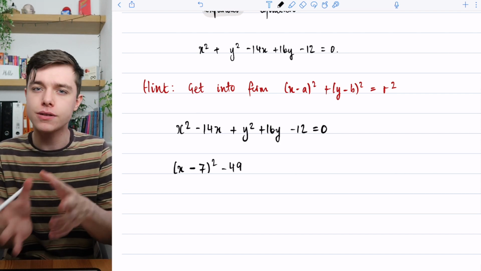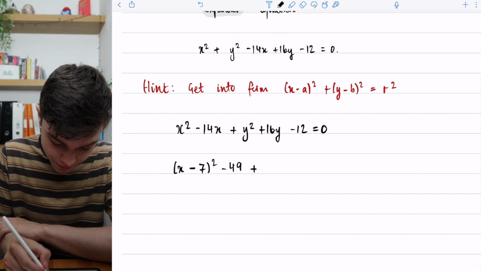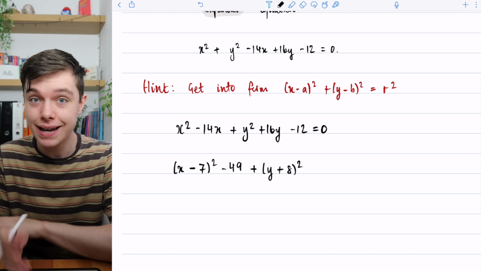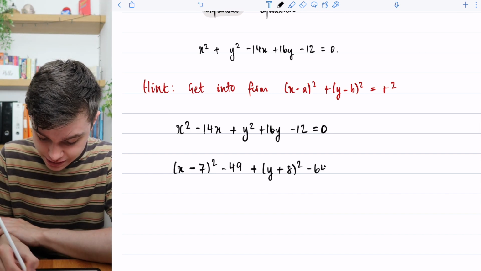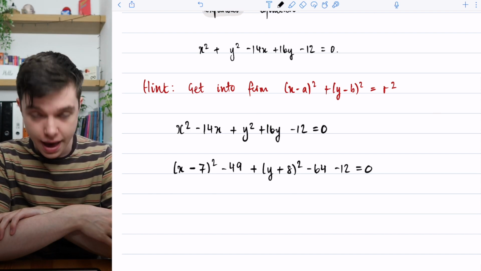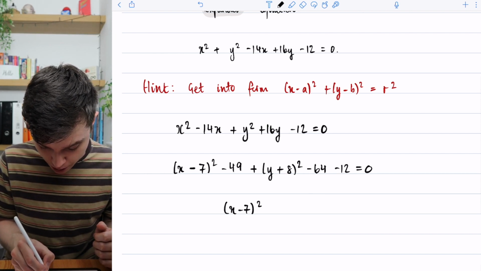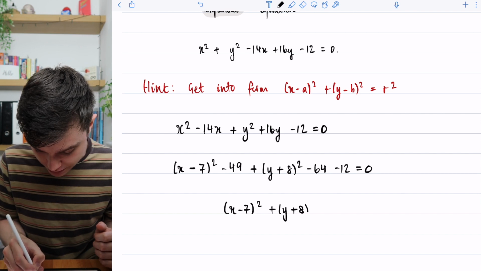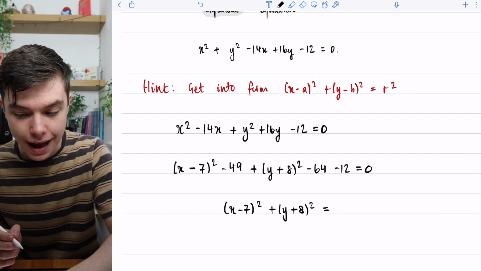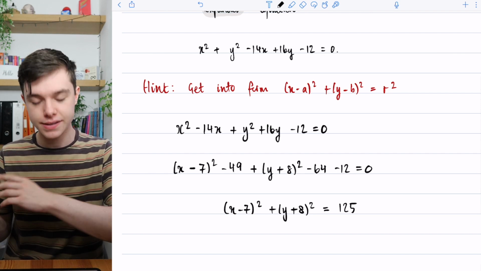If you're unsure about completing the square, have a look at another video. And then completing the square on the y part, I will have y plus 8 squared, take off 8 squared, which is 64, take off 12, and set that equal to 0. Then when you collect everything together, you'll have x minus 7 squared plus y plus 8 squared is equal to, on the right hand side, 125, just by adding the constants and taking them over.